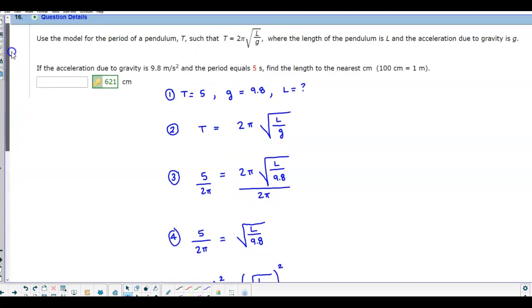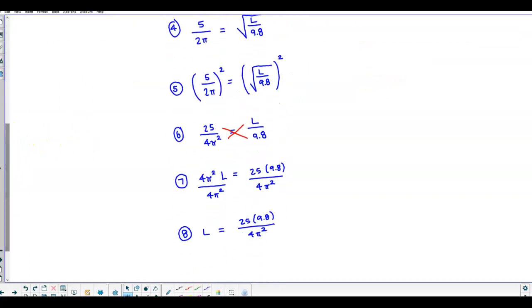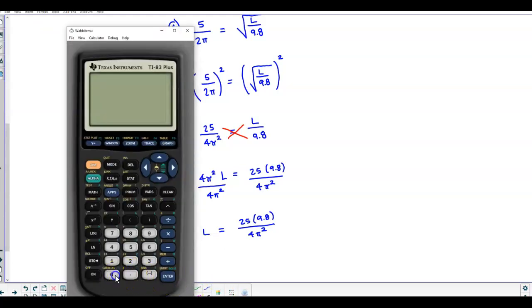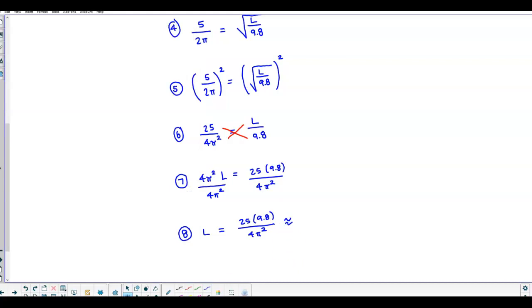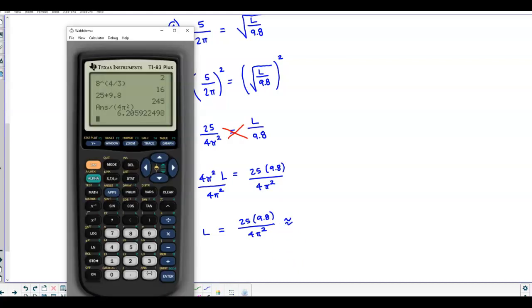Now going back to the top, it's saying here that we need to find the length to the nearest centimeter. So let's go ahead and take a look at this result. On the calculator, we can see here that we got 25 times 9.8, and we're going to divide that by 4 times pi, and that's squared, and that gives us approximately 6.2059.